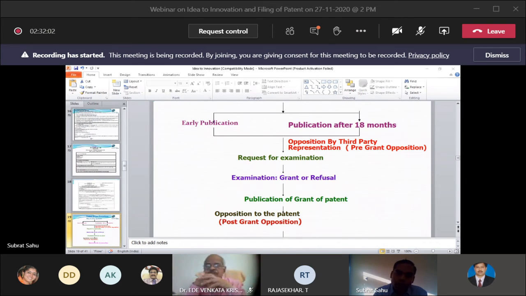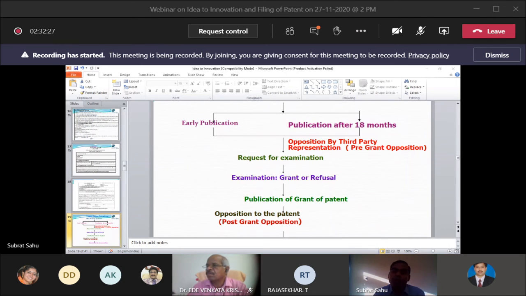So up to now, including pre-grant opposition and post-grant opposition, we came to know how we convert our idea into a patentable format and how we can file in the Indian Patent Office so that our idea or our product or our process will get patented in a very short time. Okay, till now we have discussed these things.